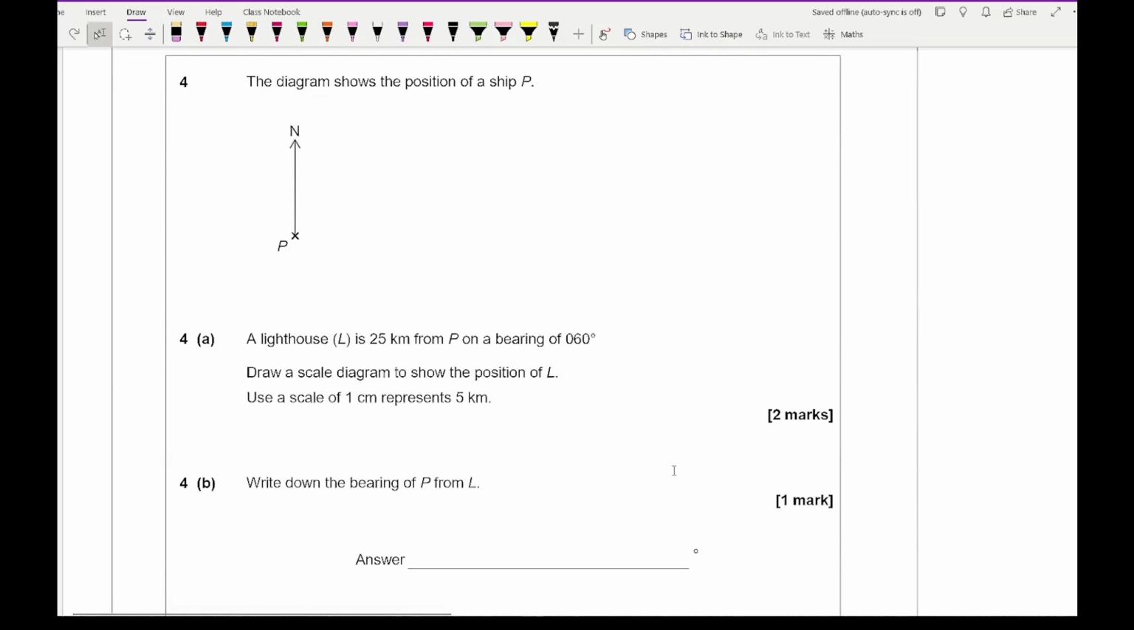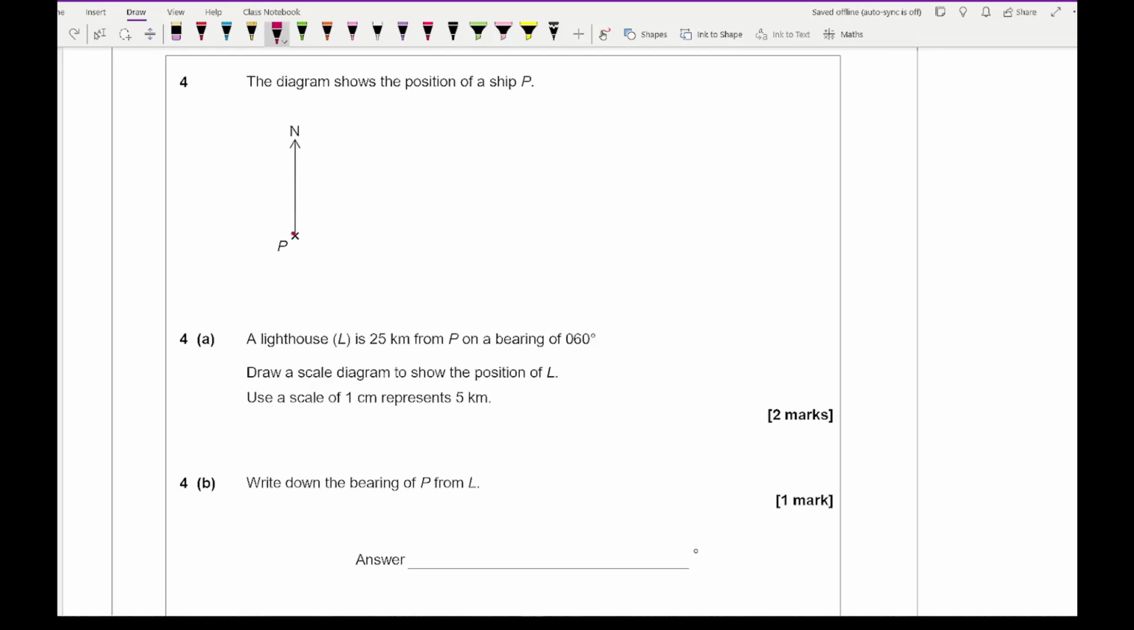Moving on to question 4, it says the diagram shows the position of a ship P, and for 4a, the lighthouse L is 25 kilometers from P on a bearing of 060 degrees. Draw a scale diagram to show the position of L. Use 1 centimeter equals 5 kilometers. Now for this one, it's going to be very difficult for me to do this accurately, so let me just show you what you need to do.